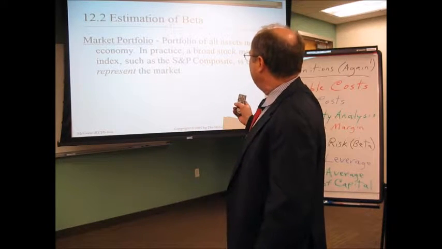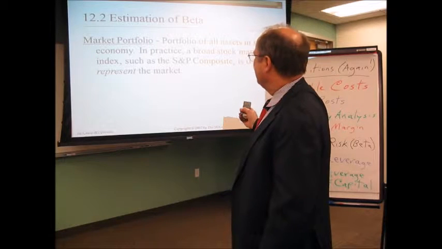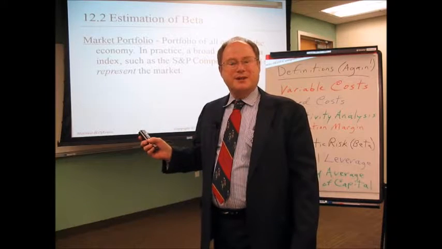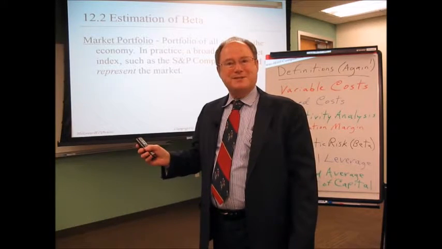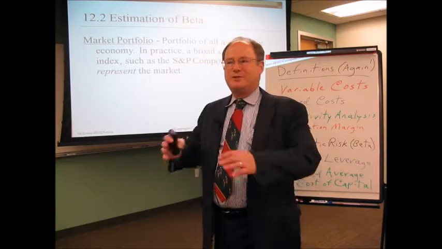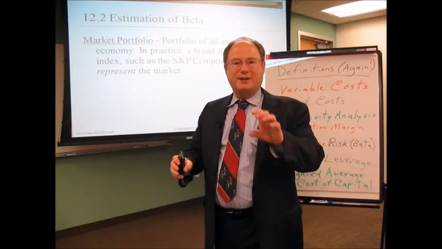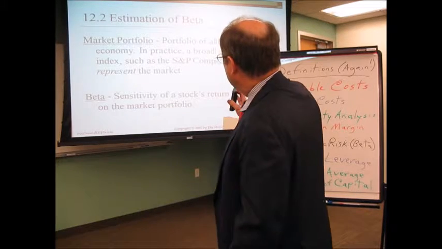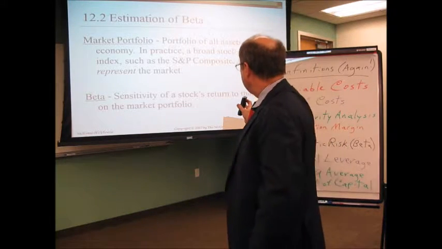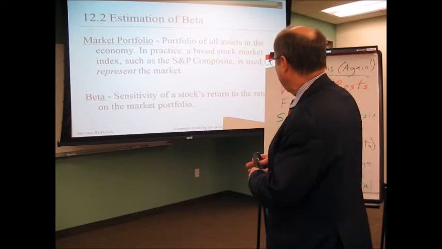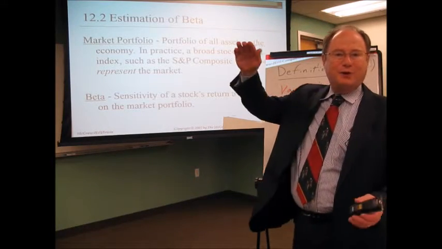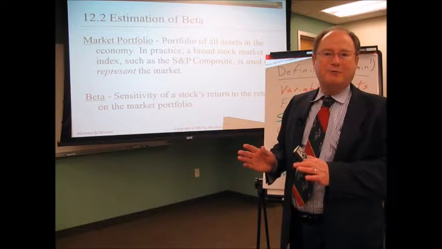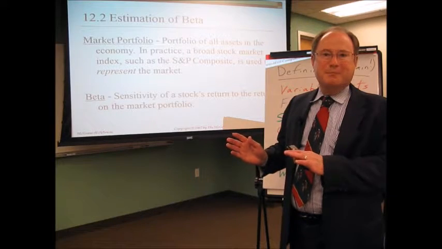Estimation of beta. It's a portfolio of all assets in the economy. It's probably something like the New York Stock Exchange, the NASDAQ. Those are examples of just baskets of stocks that help you compute what the overall beta is for that market. The sensitivity of a stock's return to the return on the overall market, that was the curved line that we were talking about before. And remember, another name for beta is systematic risk.